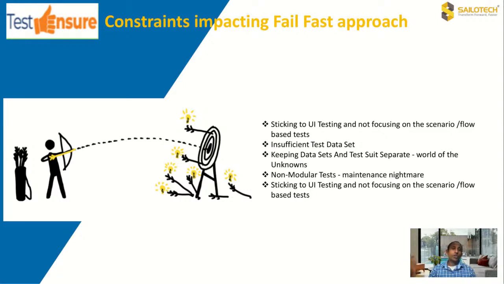All the permutation combinations of the data set have to be tested, and that is only possible with automation, right? You cannot imagine testing that manually. It's again failing fast. You cannot even do the release, because you can never finish the testing. And then having the data sets and test suites separate, right?